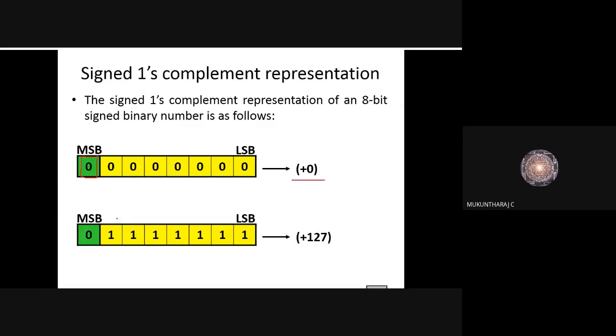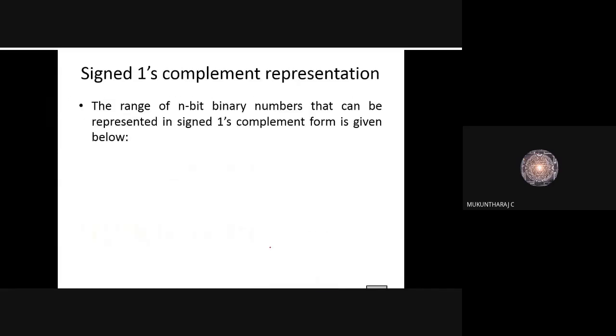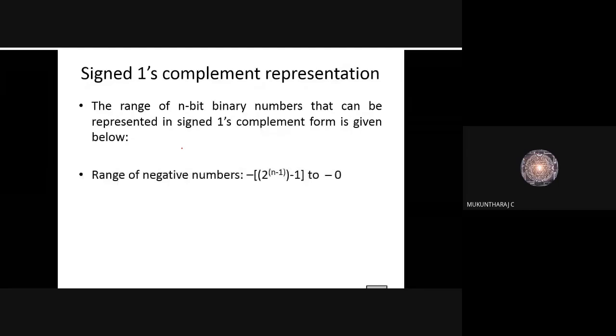Then coming to the maximum number, the MSB is 0 and all the remaining bits should be 1. Now we can convert these 7-bit magnitude bits into an equivalent decimal number. You will get plus 127. So the range for a positive number in signed ones complement representation is plus 0 to plus 127. Clear?